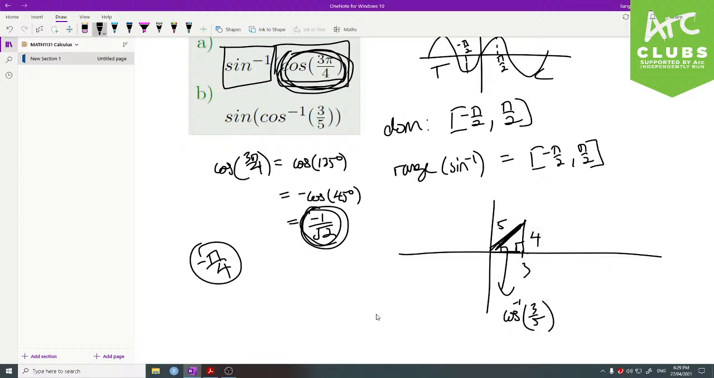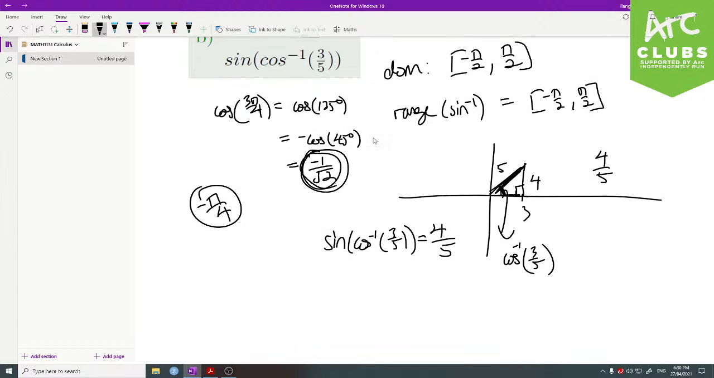Okay. And then now if we calculate what is sine of this angle here, well, sine is simply just opposite over hypotenuse, so it's simply 4 on 5. Okay, so sine of cos inverse of 3 on 5 will just be equal to 4 on 5. Okay. So for part B, I like to just draw out the triangle on the xy plane, and then it's very easy to observe what the answer would be.